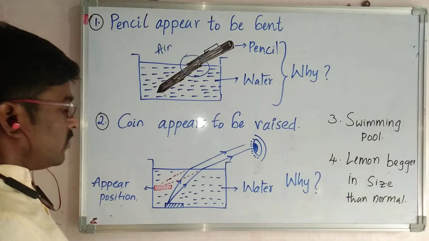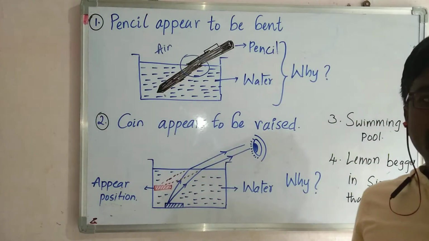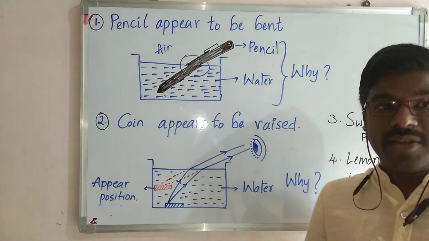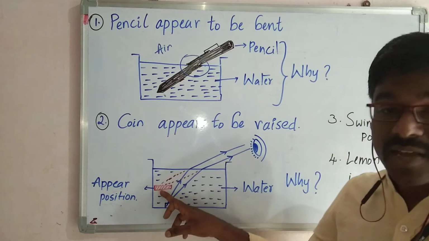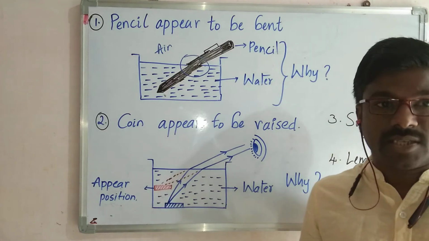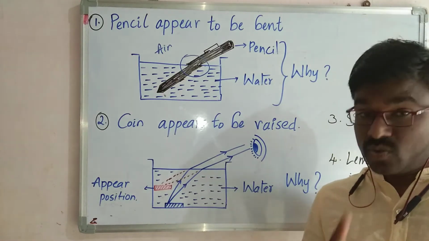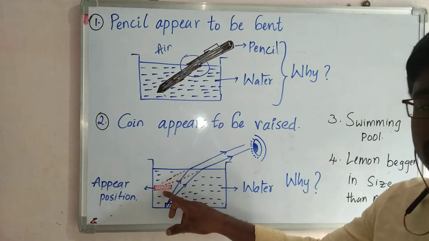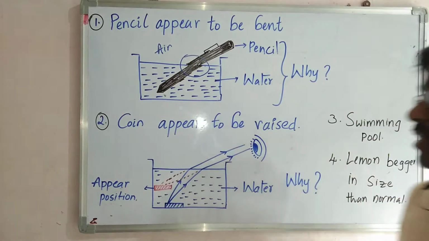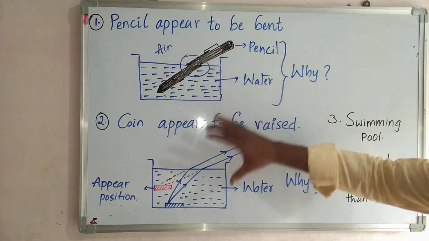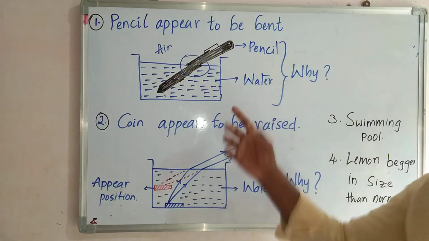Understand? For example, you are trying to pick up this coin, right? But if you observe this coin, you will feel that it appears to be raised. Then you try to pick it up from this position, but you won't succeed. Why? Because this is the apparent position of the coin. Actually, the coin is not there in its position. It is at the bottom of the bucket. Understood?